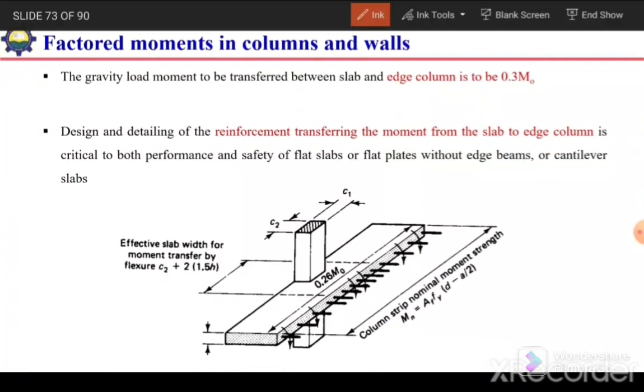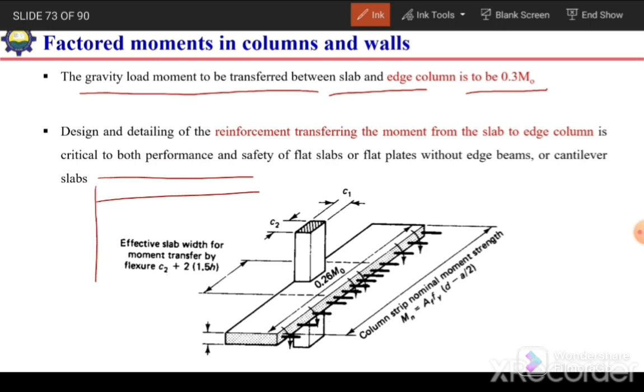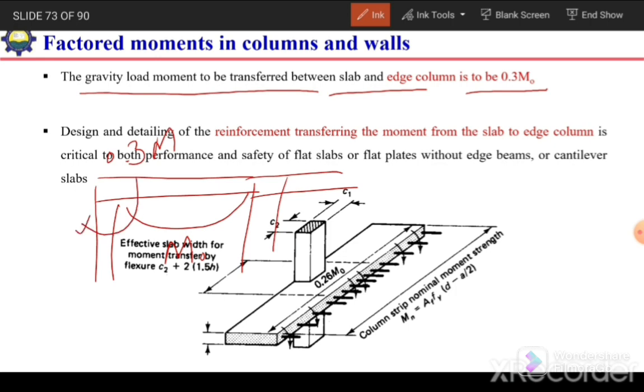In case of an edge column, the gravity load moment transferred between slab and edge column is to be 0.3 M0. So for this edge column, whatsoever is the static moment M0 over here, 30% of it will be resisted, will be transferred to the edge column. So here the unbalanced moment will be equal to 0.3 times M0.